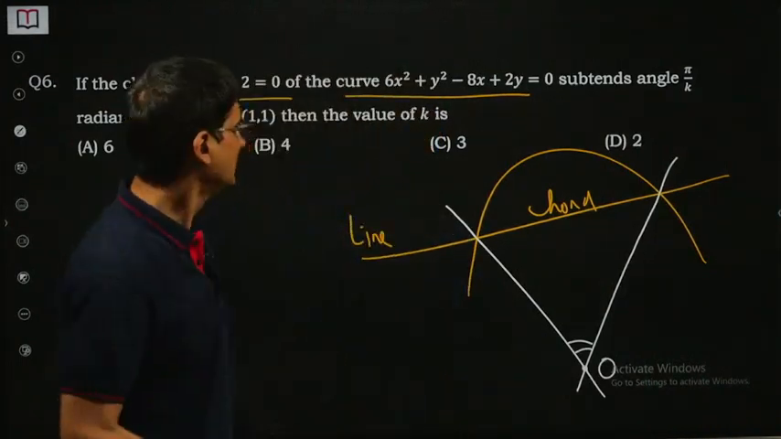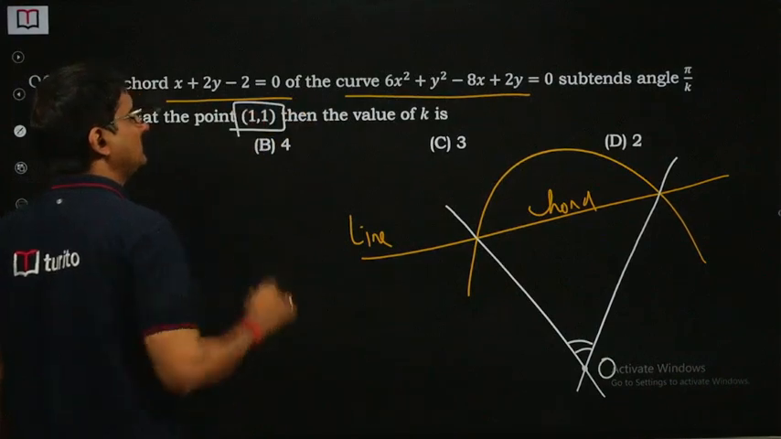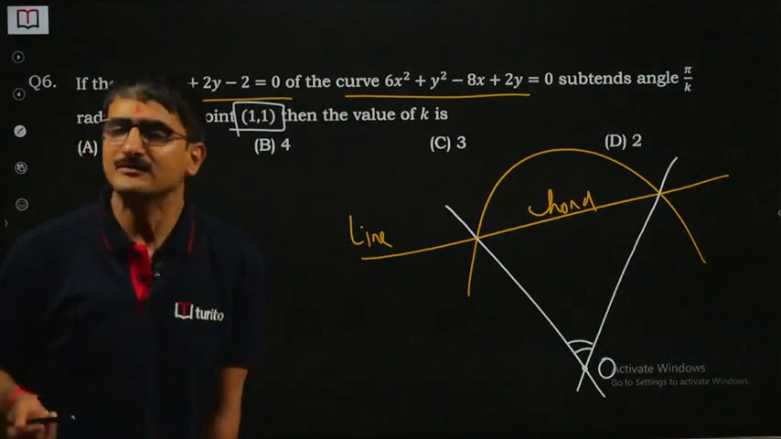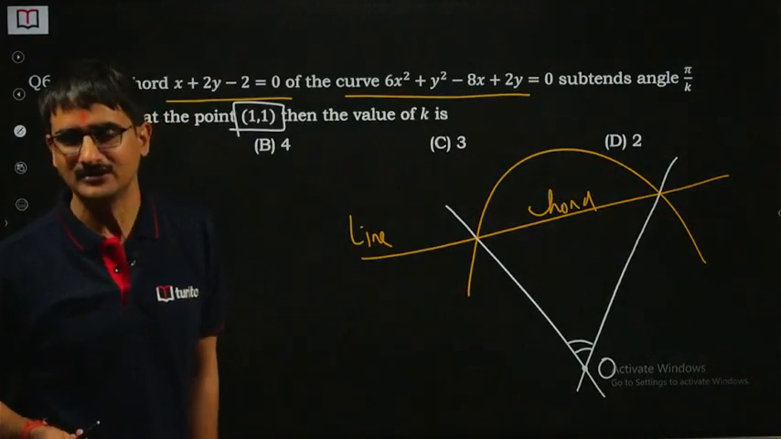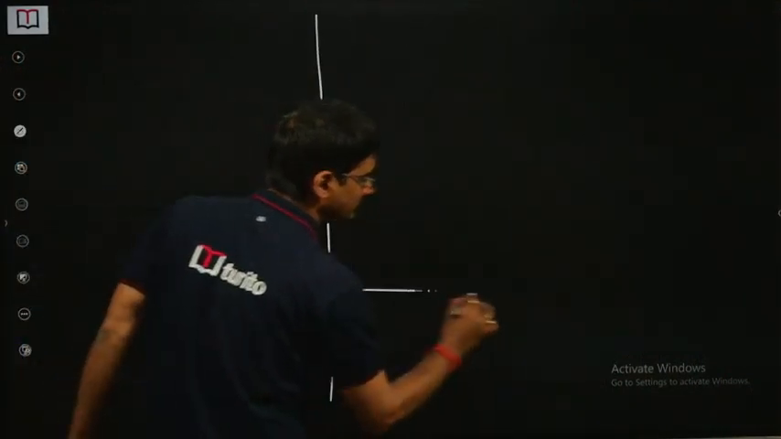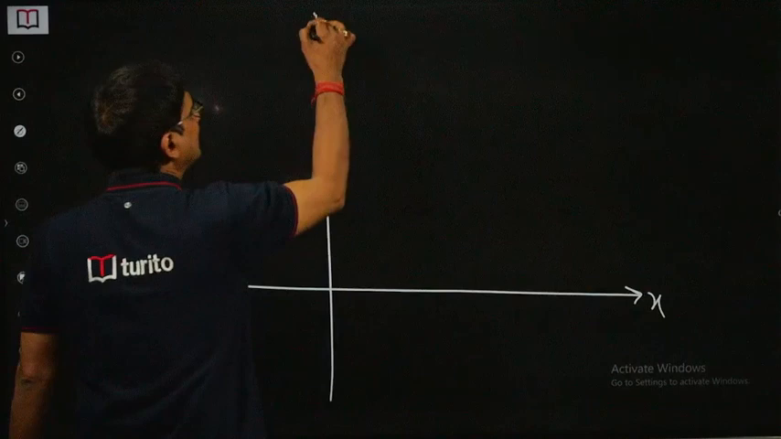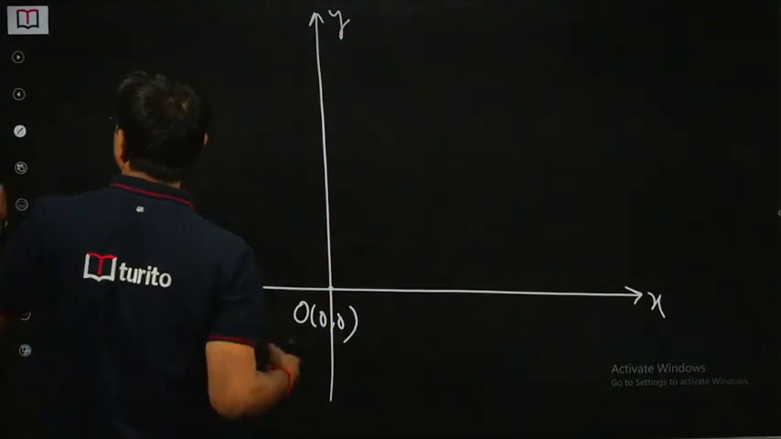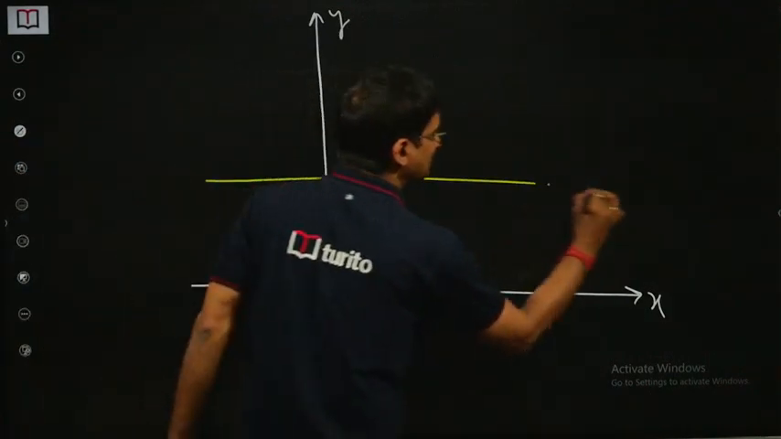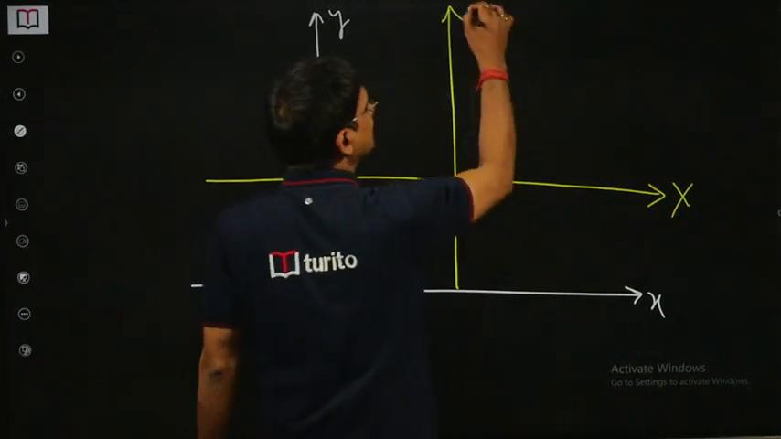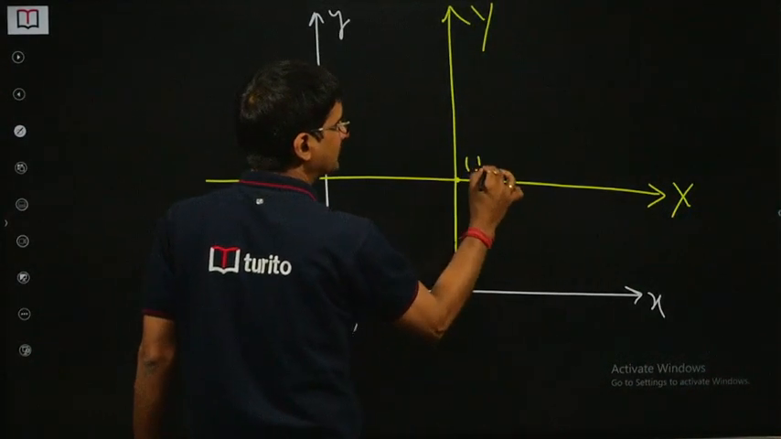But here the point is not the origin. The point at which the chord is subtending angle is 1, 1. So how to use it? We will use it by shifting the origin. So that's our original XY plane, whose origin is of course 0, 0. Now where do we want to shift the origin? The point where the chord is subtending the angle. So I will call it capital X, capital Y. This point is 1, 1.